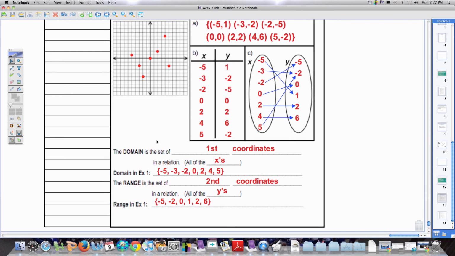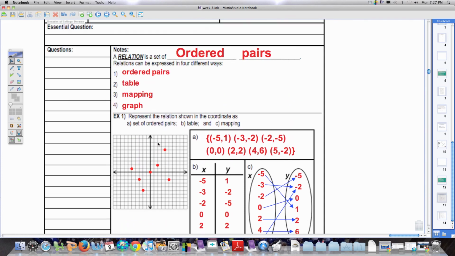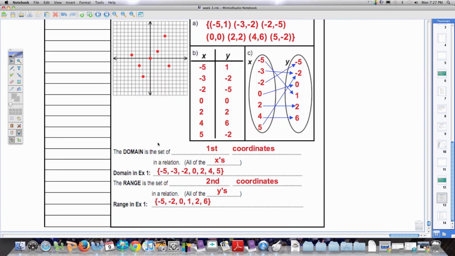All right, now, talking about domain and range. So the big things today are relations, which is again just a set of ordered pairs, and domain and range. All right, and this is easy. Once you get it, you got it. You will get this. Domain is the set of first coordinates. It's the x's. It's the x's. So it's all these x values right here. Those right there, those are the domain.